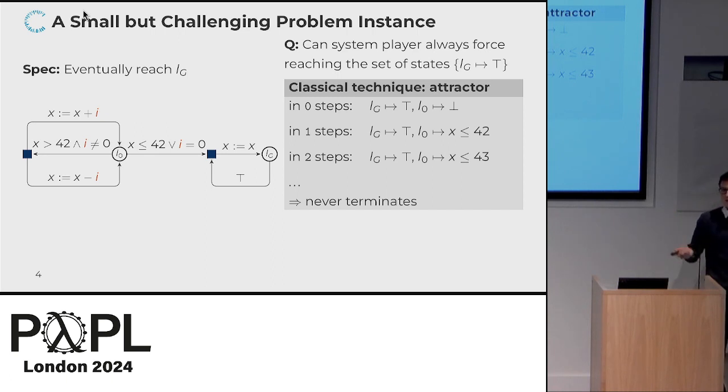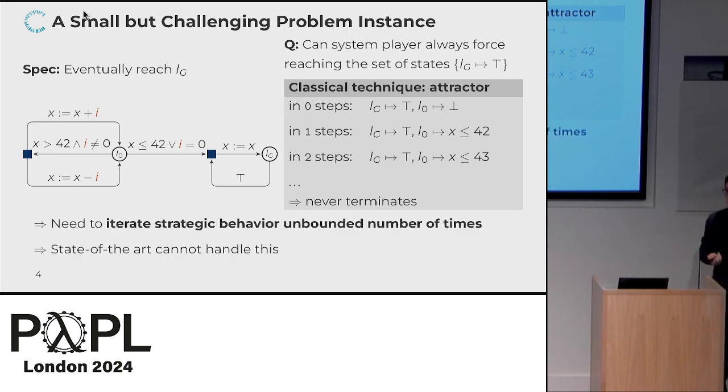And the reason is that a priori we don't know how many times we have to iterate that. The really underlying problem here is that we have to iterate the strategic decisions between this update and this update an unbounded number of times. And this is what the existing approaches cannot handle, because they lift the existing game solving techniques.